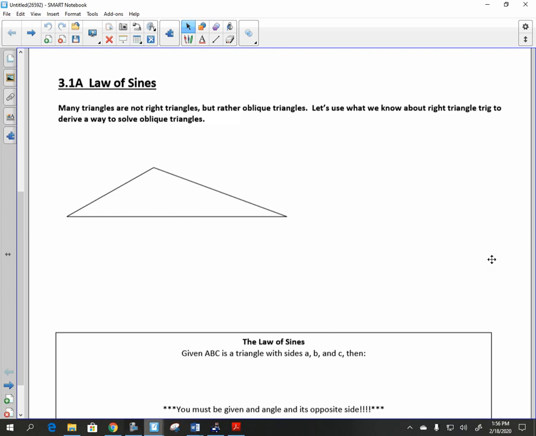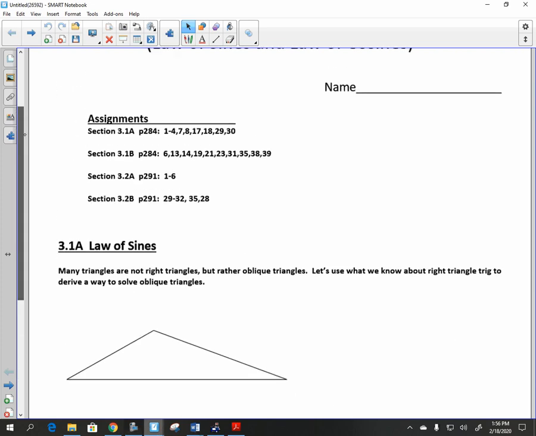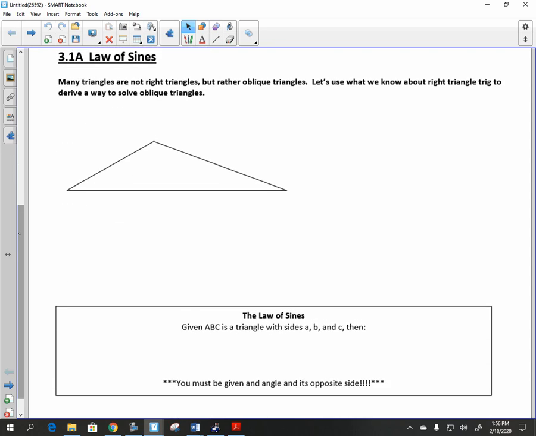But people seem to really like this thing called the law of sines and how it works out. It works with triangles that are not right triangles. So I'm going to call these angles A, B, and C.